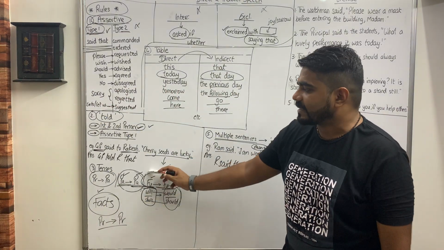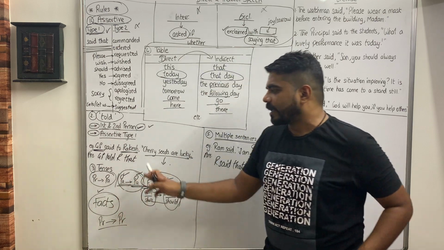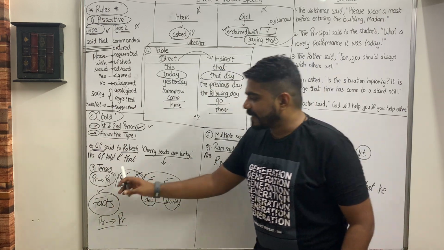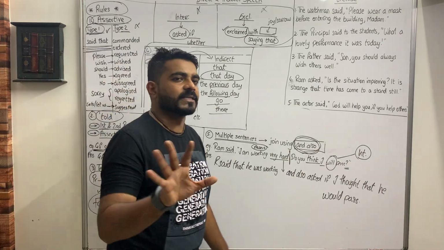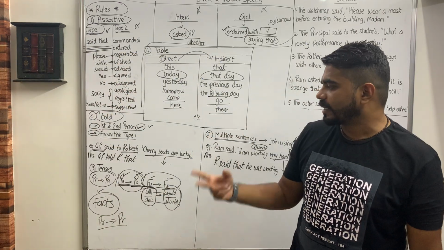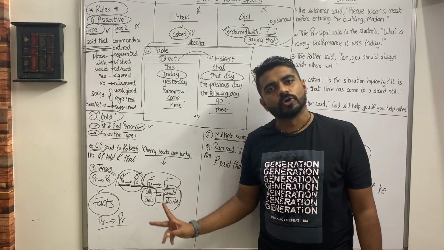Third rule is regarding tenses. Present becomes past. Past remains past. Future remains future. Present may be, if it is a universal truth, if it is a fact, then you will keep it in the present tense only. Future tense, two things to remember: will becomes would, shall becomes should.